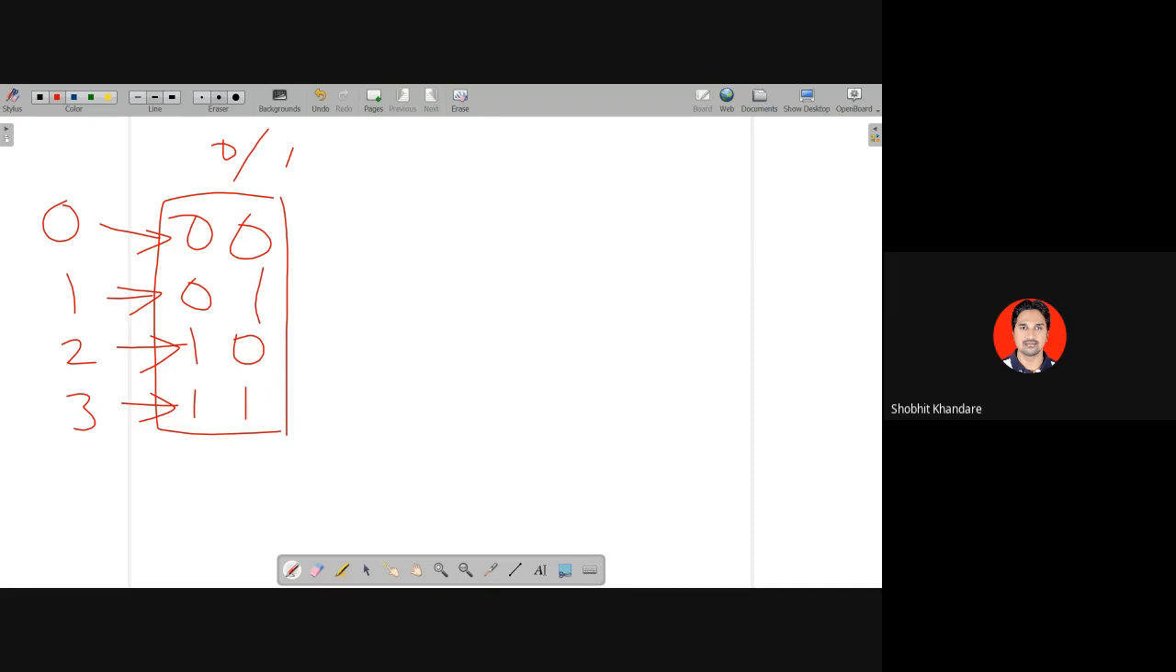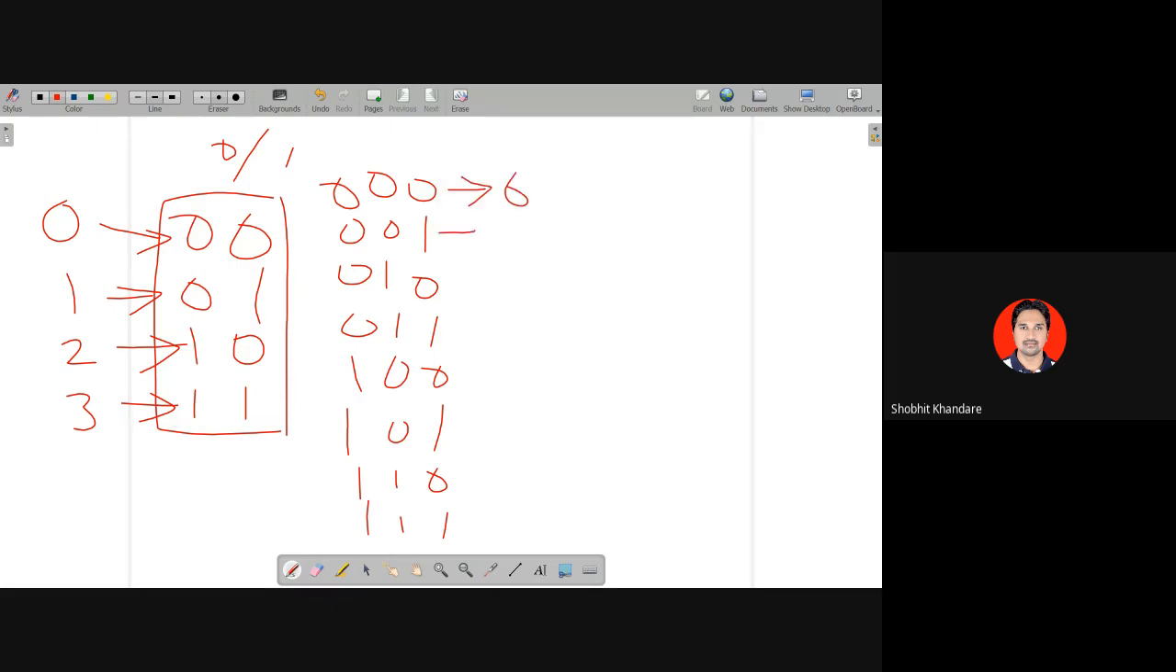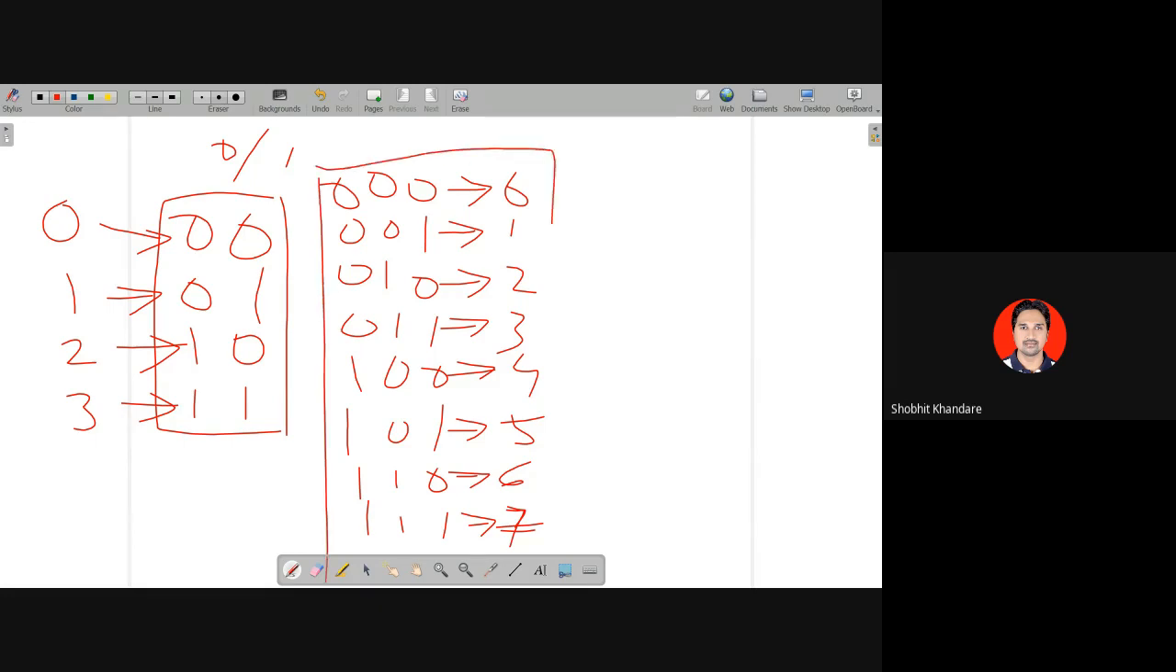When I say representation of binary number in 3-bit format, then it will be 000, 001, 010, 011, 100, 101, 110, 111. You should remember all of this quickly, like I just showed you on the screen. So this represents 0 in decimal, this represents 1, this represents 2, this represents 3, this represents 4, this represents 5, this represents 6, this represents 7 in decimal. Okay. So this is a 3-bit representation of binary number.